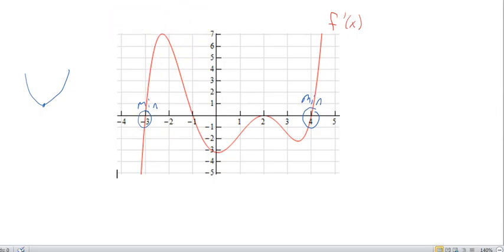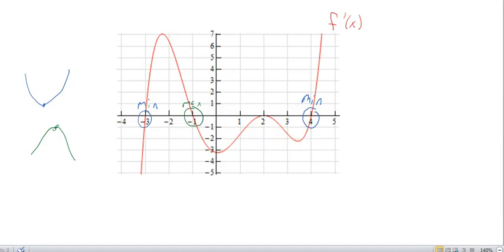And then you would have a change also when you change from positive to negative. Changing from positive to negative means you're changing from increasing to decreasing. And so what happens is you get a maximum. So we're going to have a max at -1. And you don't have any other place that this graph changes from positive to negative.